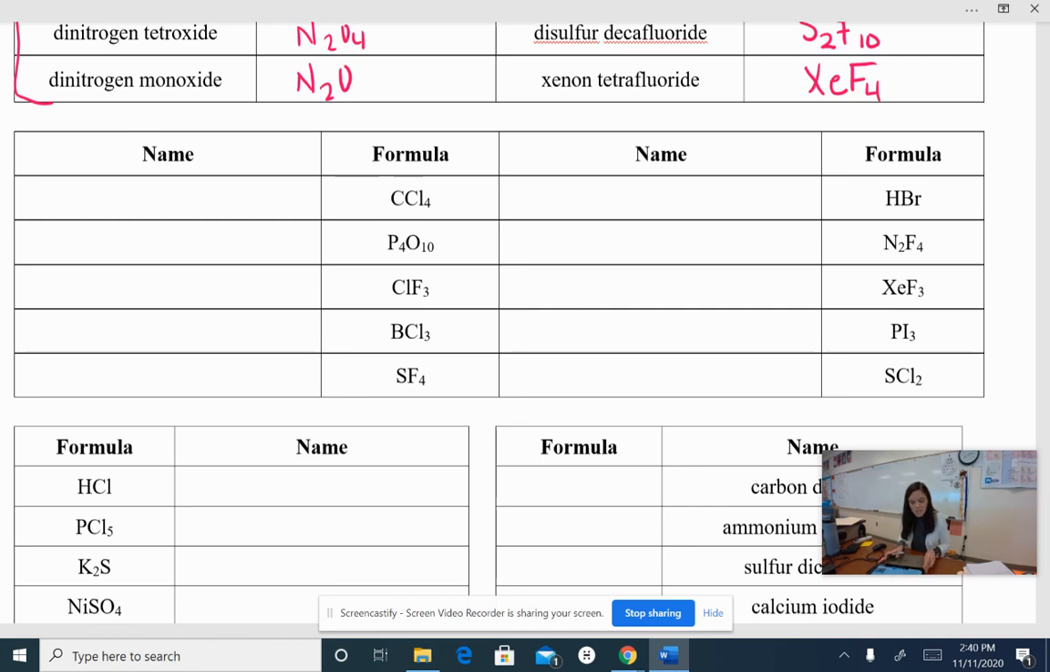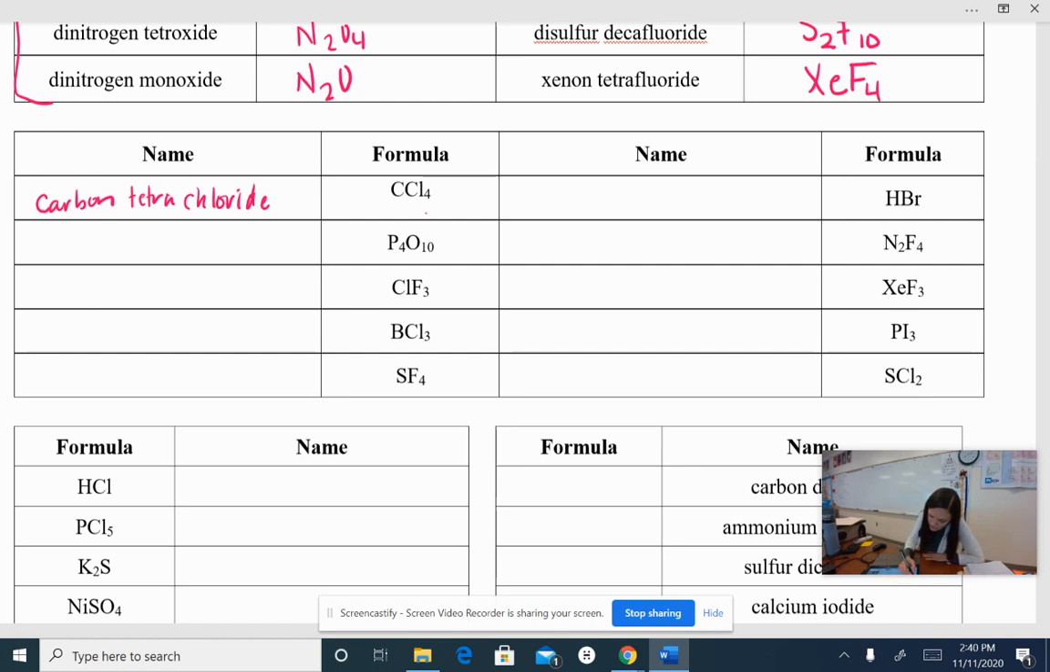Okay, you ready to check in? All right, CCl4. So I have one carbon, so I can start out with carbon. I don't need to have a prefix here. Carbon, and I have 4 chlorines. So I'm going to start with tetra, and chlorine is going to shorten to chloride. Carbon tetrachloride.